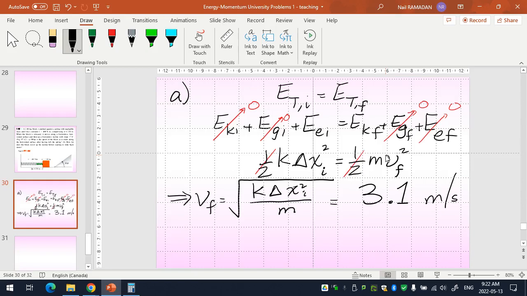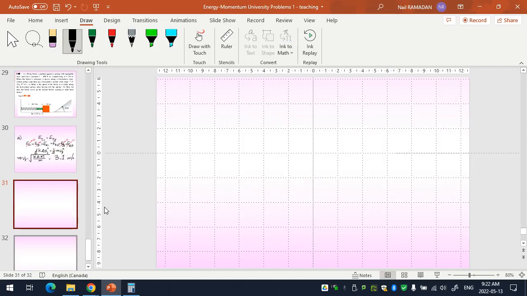All right. Everyone, for part B, you still want to say ETI. But now, where is your final instant when it goes up the ramp? When it stops, what's the EK? Also, is the spring under any stress now? So both EK and EE are 0.